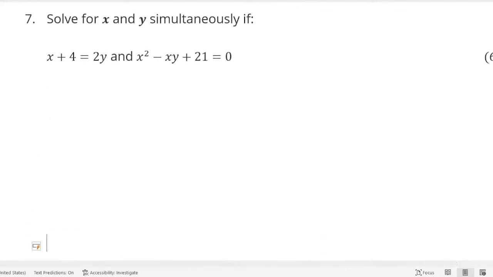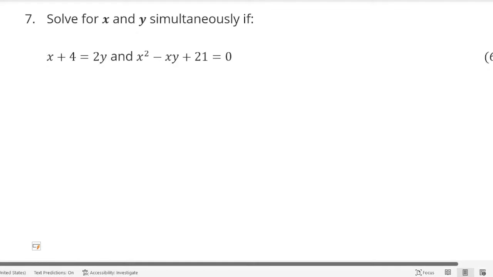Simultaneous equations mean that you are solving for x and y at the same time, simultaneously. All right, here we have this equation, x plus 4 is equal to 2y, and we have another equation, x squared minus xy plus 21 is equal to 0. So we have two equations here.